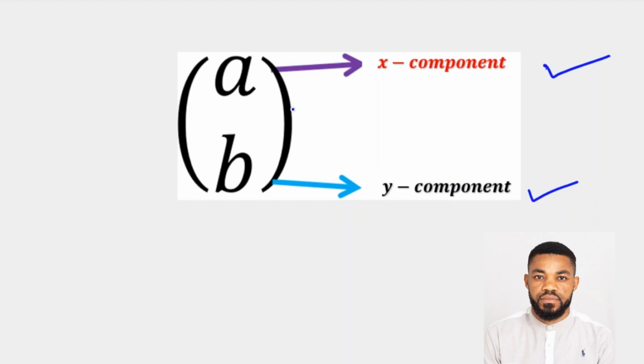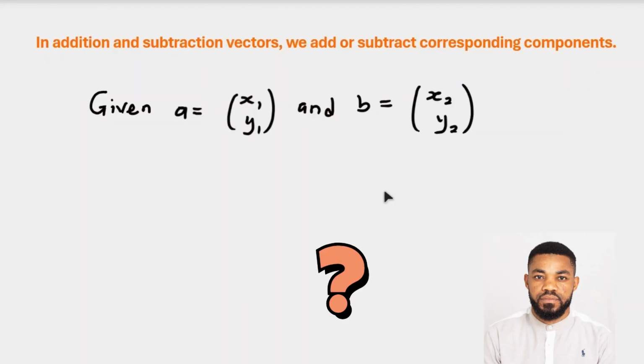writing vectors. Okay, so whenever you write a vector like this, the first component that you see here is called the x component, and the one at the bottom is called the y component. So in all, A and B, they are the components of the vector. You have to know this one because that is the idea that we're going to use to add or subtract vectors. Now, the big question is, how do we add vectors?